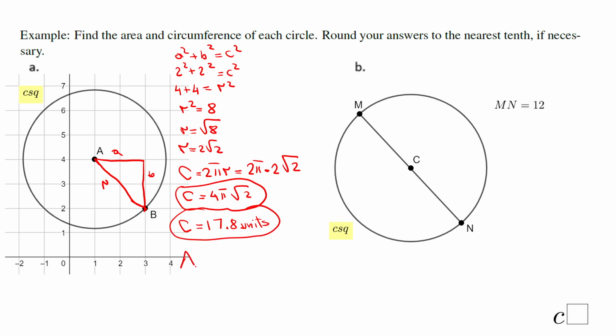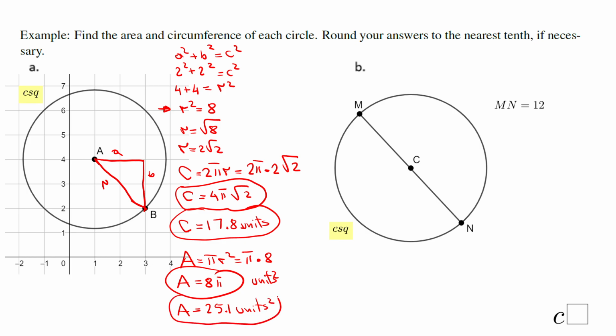The area will be pi r squared, so here we kind of want to use this r squared. It's better, right? We already have it. Pi times 8. The area is going to be 8 pi. This is the exact value, in square units. An approximation, obviously, we need a calculator, and we have 8 times pi, and I end up with 25.1. I round it to the nearest tenth, square units. And that's it for this part A.